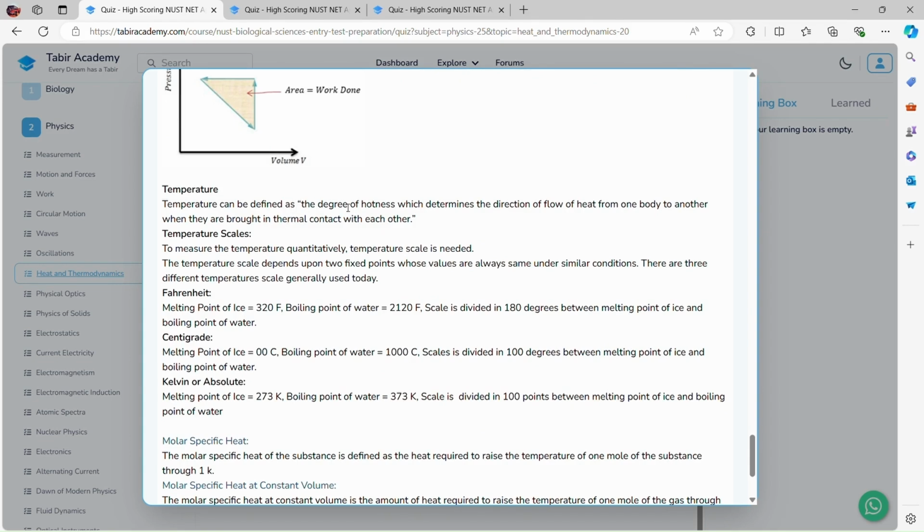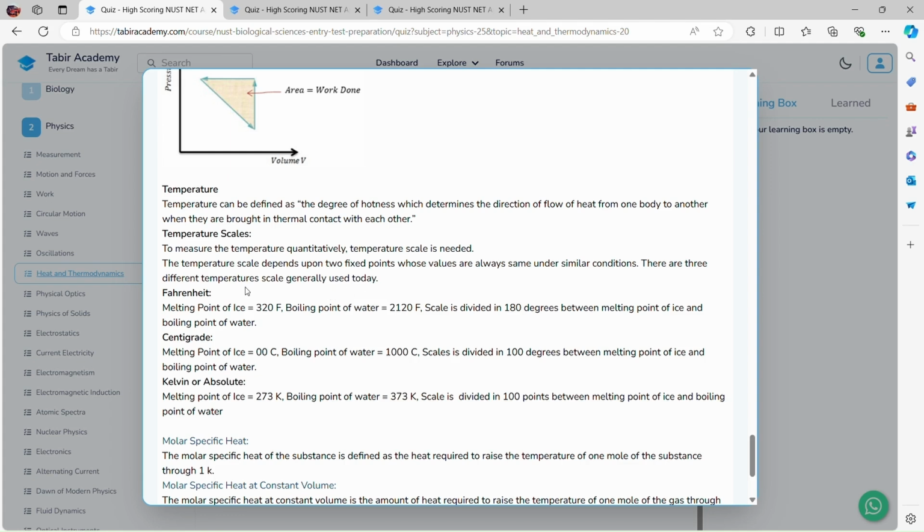Temperature. Temperature can be defined as the degree of hotness which determines the direction of flow of heat from one body to another when they are brought in thermal contact with each other. Temperature scales. To measure the temperature quantitatively, a temperature scale is needed. The temperature scale depends on two fixed points whose values are always the same under similar conditions.